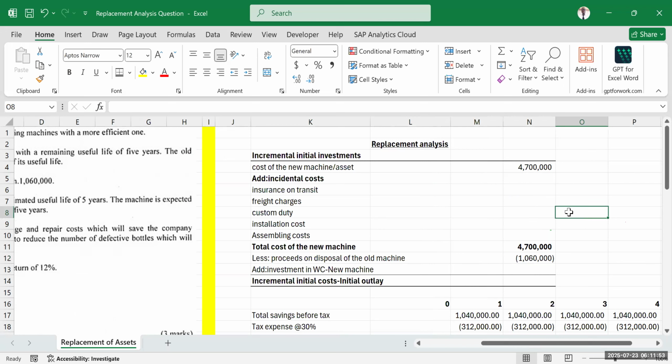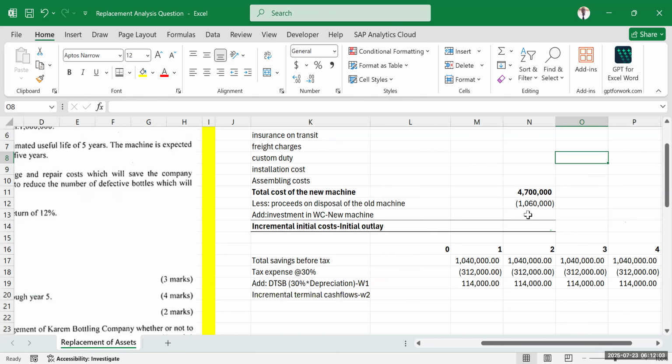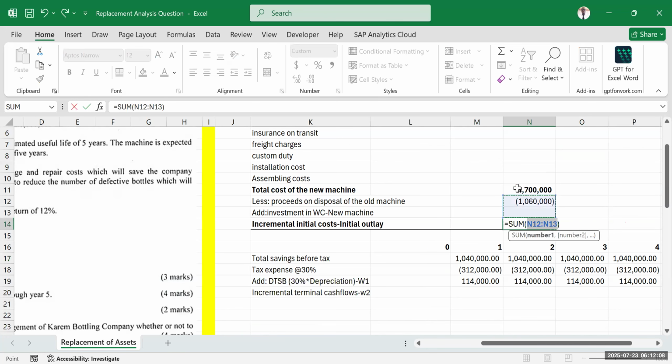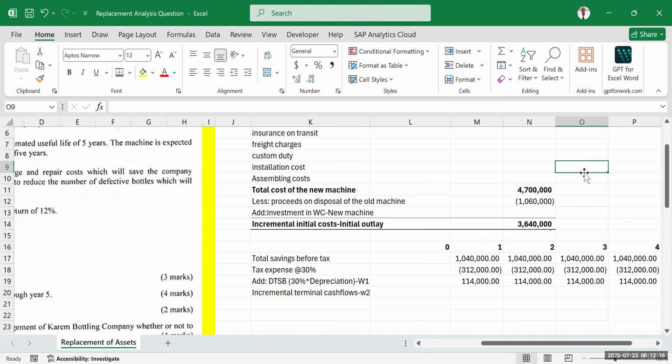So was there any investment in working capital? We did not see any mention of working capital, so that is not there. That one has no problem. So we come there and see the net effect. Cost of the new machine, after adjusting for all this, we have 3,640. 3,640.